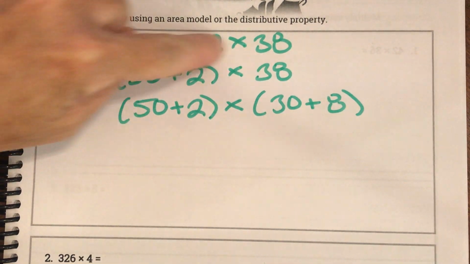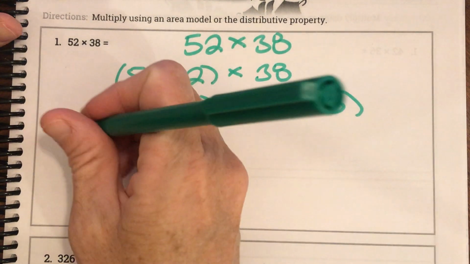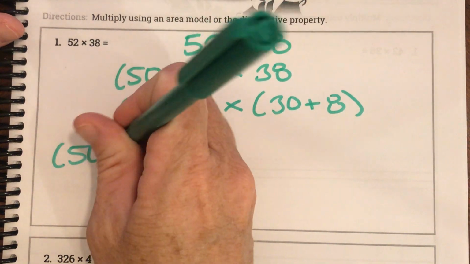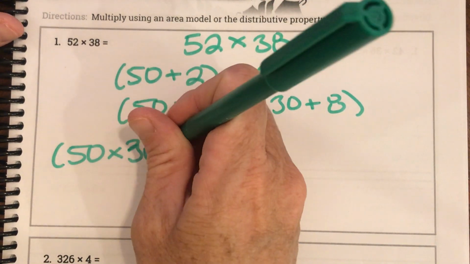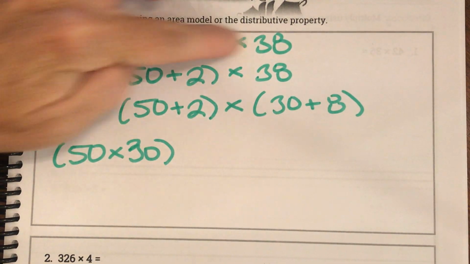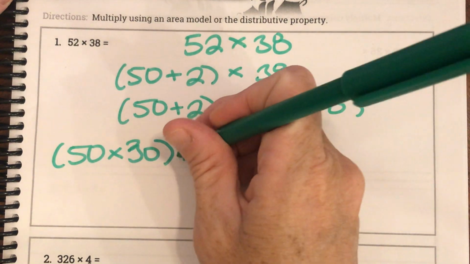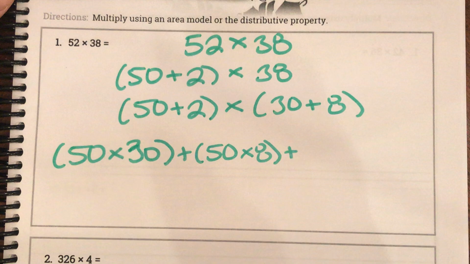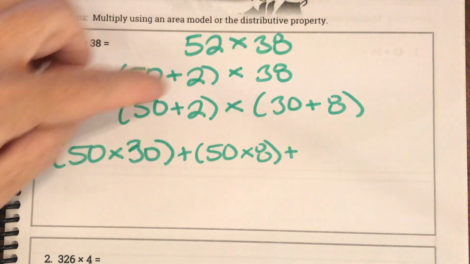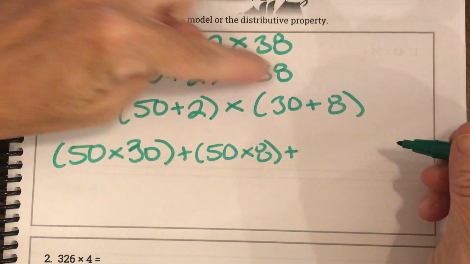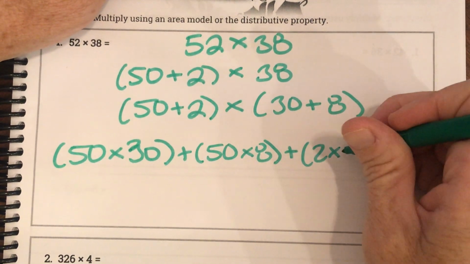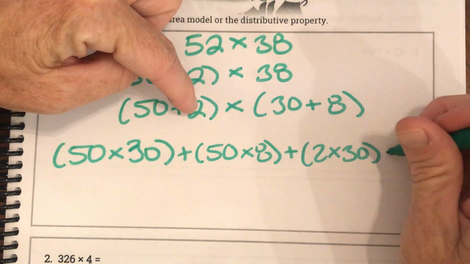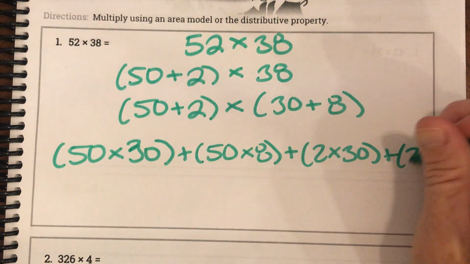So we have 50, we're going to pass out to the 30. So 50 times 30. Then let's pass out the 50 to the 8. Plus 50 times 8 plus, and there's nowhere else for the 50 to go. So now let's do 2 times 30 plus 2 times 8.